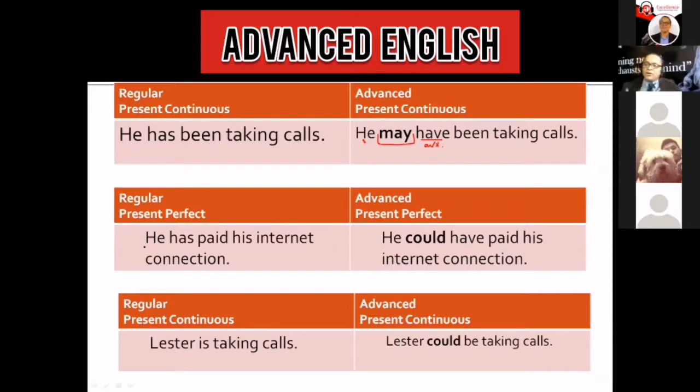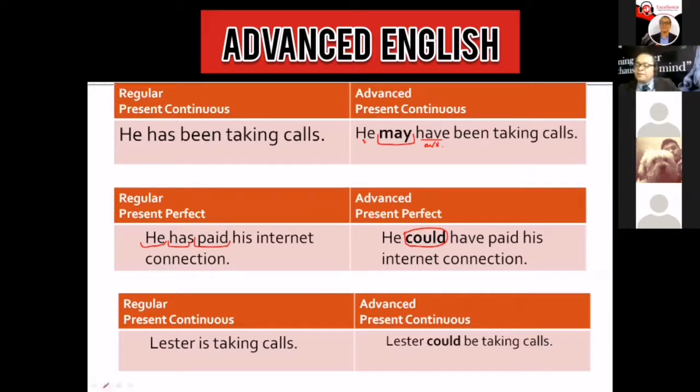Then we have the regular present perfect. Regular present perfect, you know that it's the subject, the auxiliary have, and the verb in the participle. This is your regular subject, auxiliary, and the participle. Pay, paid, paid. And to put it in advanced terms, we're just going to simply add the modal. In this case, the modal is could. He could have paid his internet connection. So here we put the modal in between the subject and the auxiliary, and we have made an upgrade. He could have paid his internet connection.